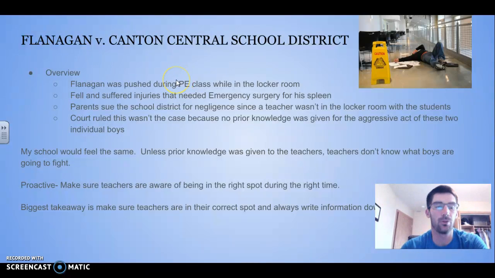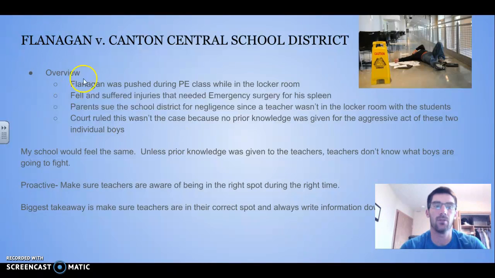The next one, the fourth one, is Flanagan versus Canton Central School District. So what happened was two kids, and I think this was around 5th or 6th grade is what I read. Two kids were involved in a fight in the locker room. The teacher was not around.